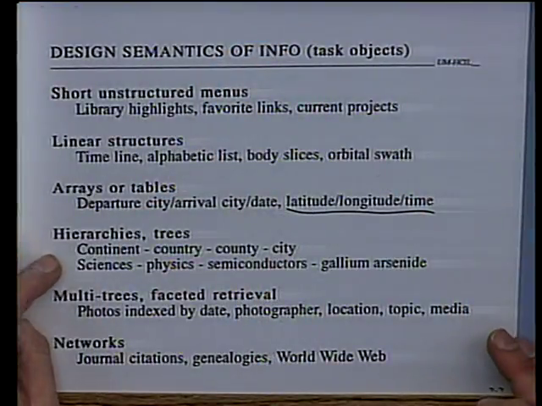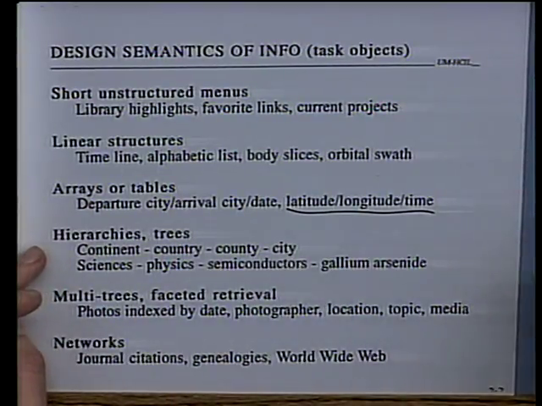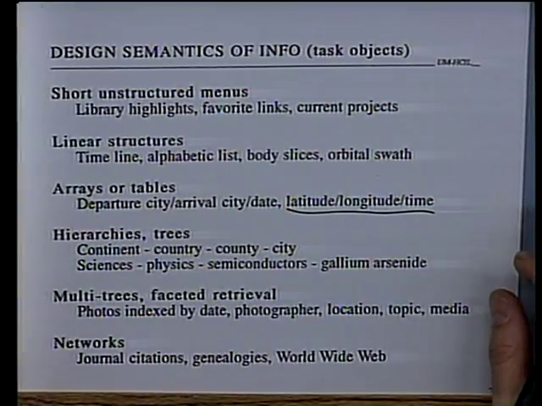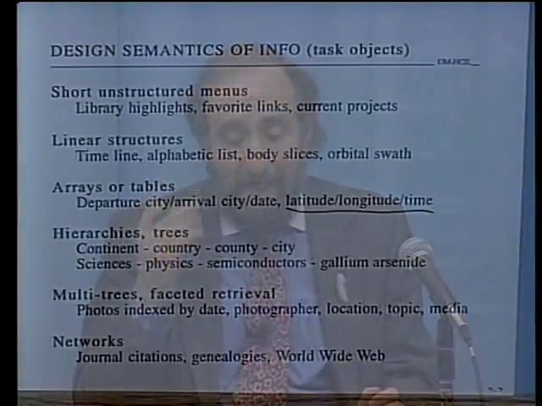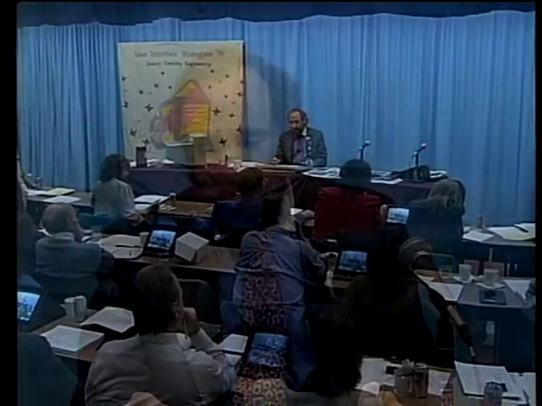Hierarchies are another typical strategy of working your way down about a continent, country, county, city, and so on. Multiple trees, I think, are one of the gifts of the web, and I'd like to see more of that, what librarians call faceted retrieval. You may have a photo, and you may go through a hierarchy based on dates, names of photographers or kinds of photographers, location, the topics, the media. Same thing for music.